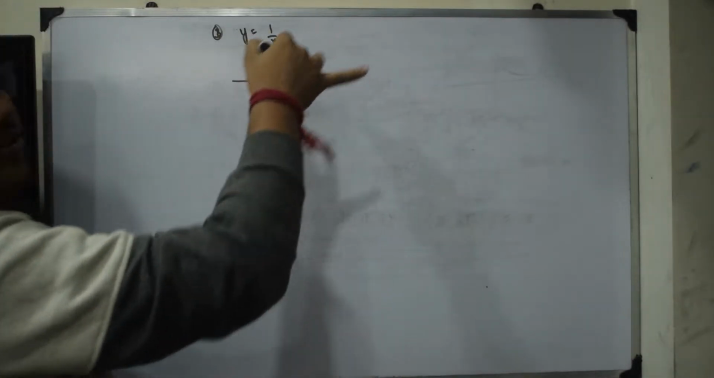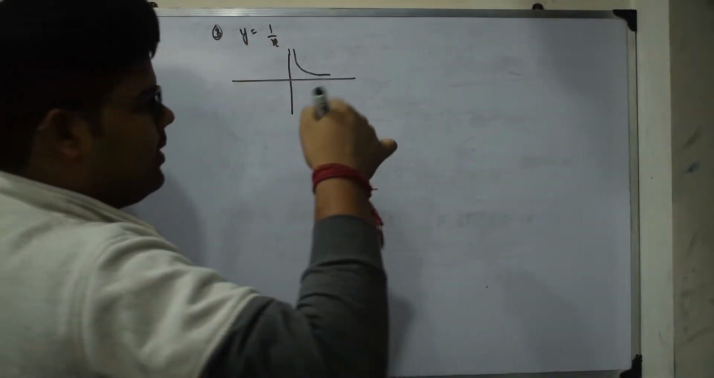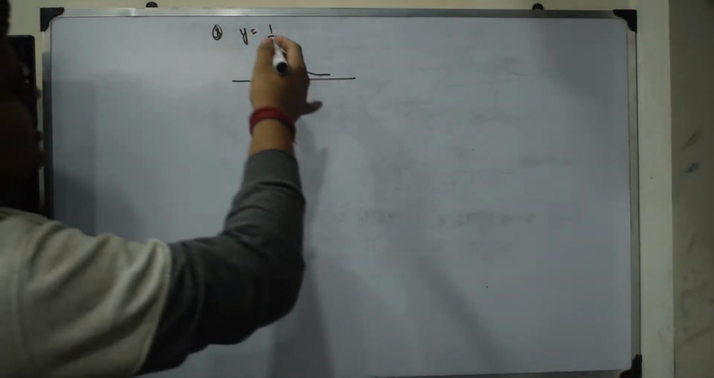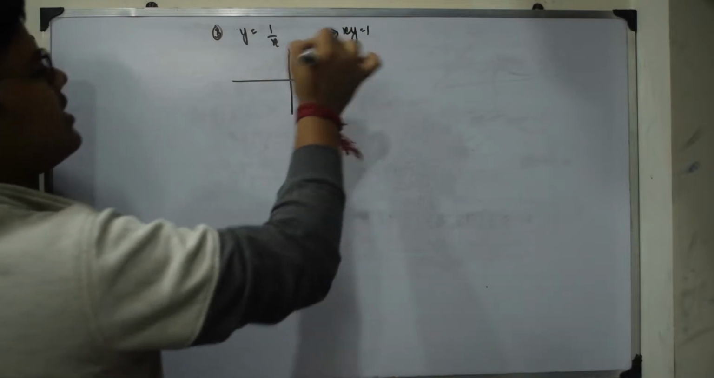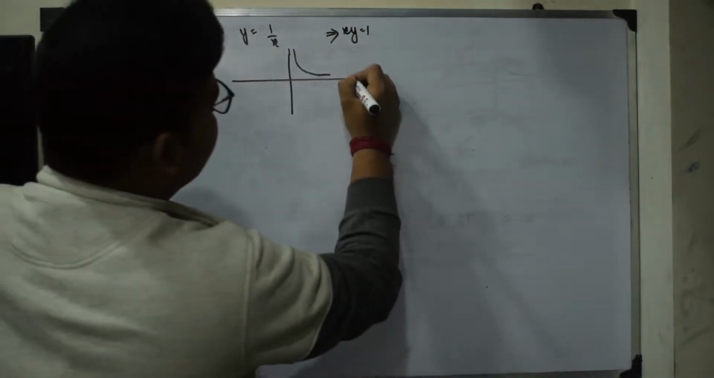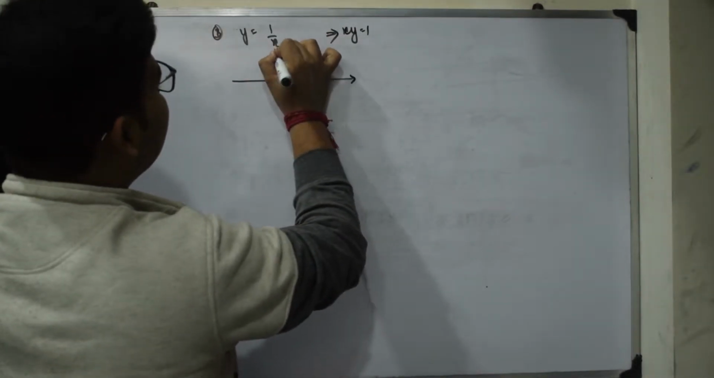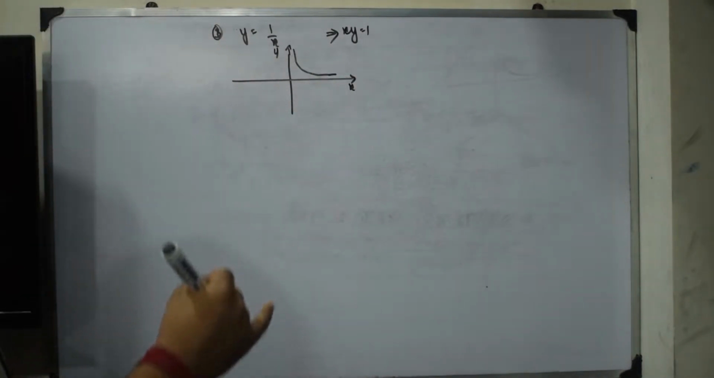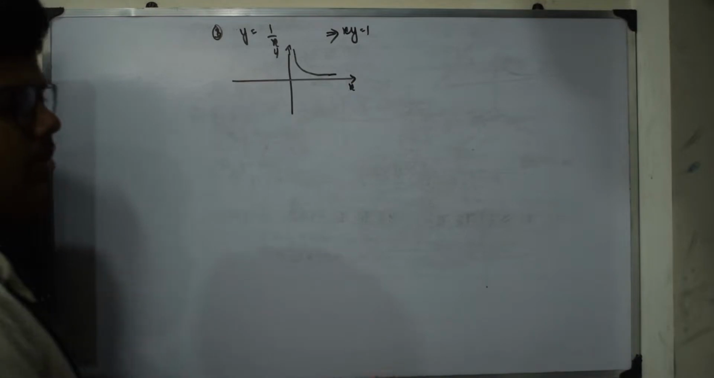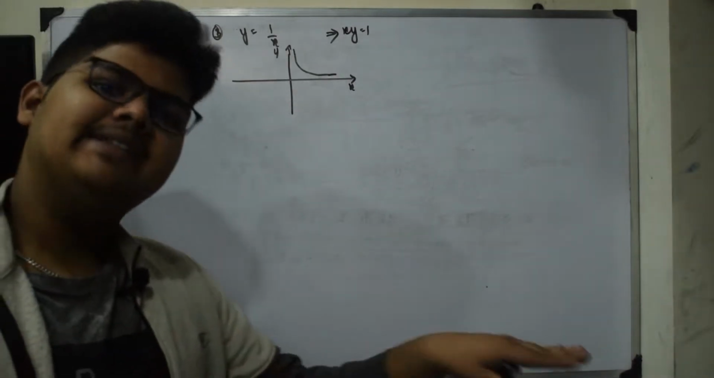So the graph would be like this. And coming to maths, it's y equals to 1 by x, so xy equals to 1 is the equation. So this represents a rectangular hyperbola, and this x axis and y axis are basically asymptotes, they act as asymptotes. Now what are asymptotes? Asymptotes are basically tangents at infinity.